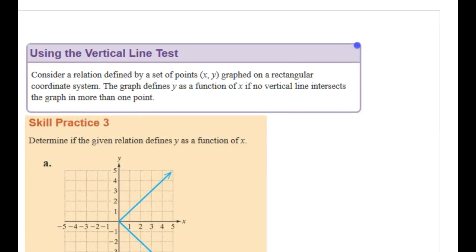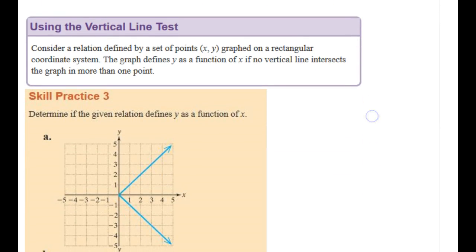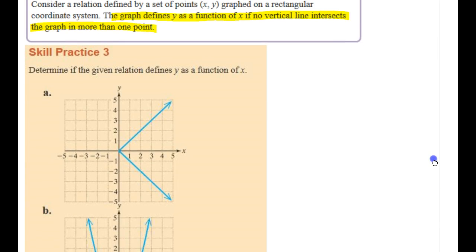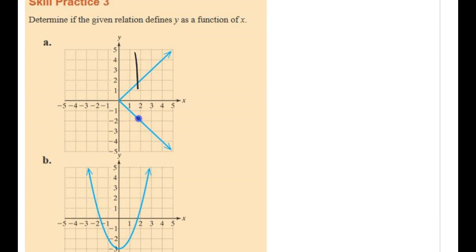We can also look at this graphically, and we can apply the vertical line test. The vertical line test states that the graph defines y as a function of x if no vertical line intersects the graph in more than one point. So if I look at a graph and I draw a vertical line and I intersect the graph at more than one point, I can say no, not a function.